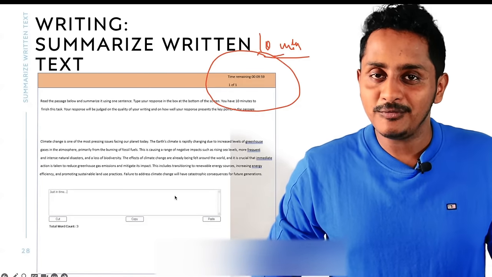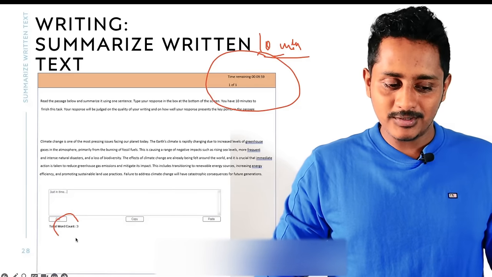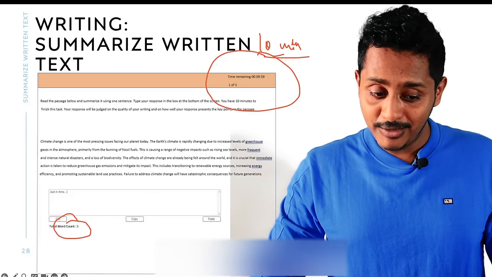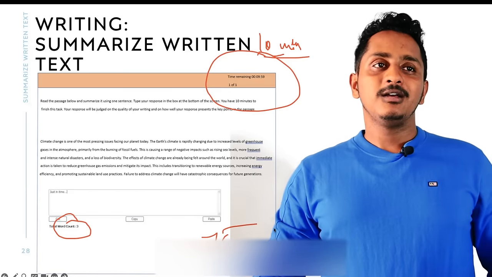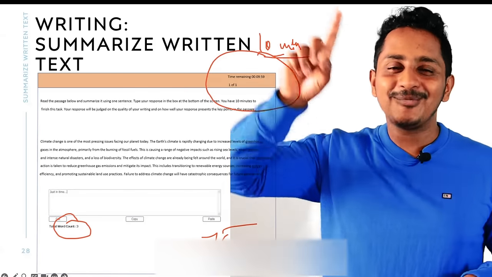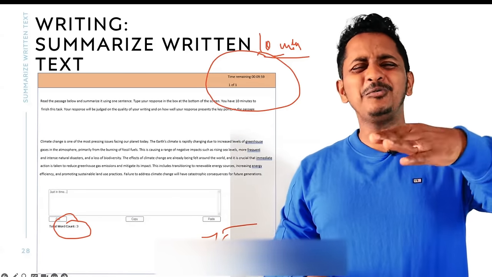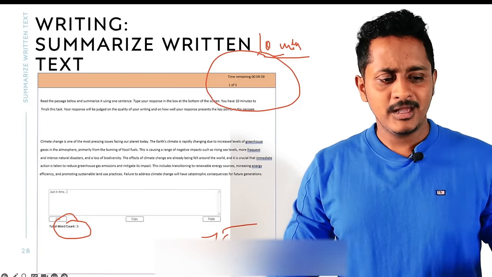In 10 minutes, you have to finish the response. Here, word count is there. It should not exceed 75 words. Don't write 6 words and all. At the same time, don't write 74 words. 40 to 45, 50 is ideal.